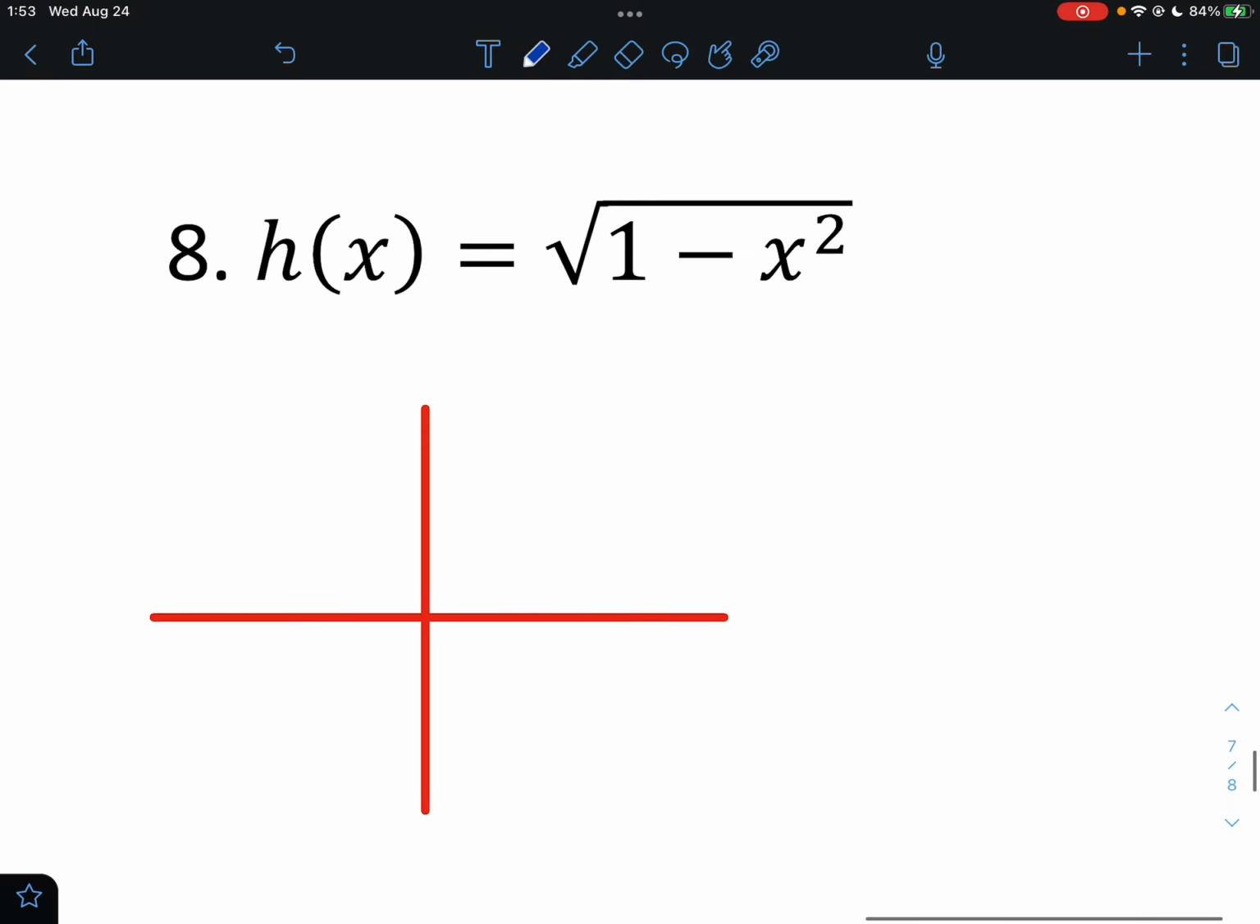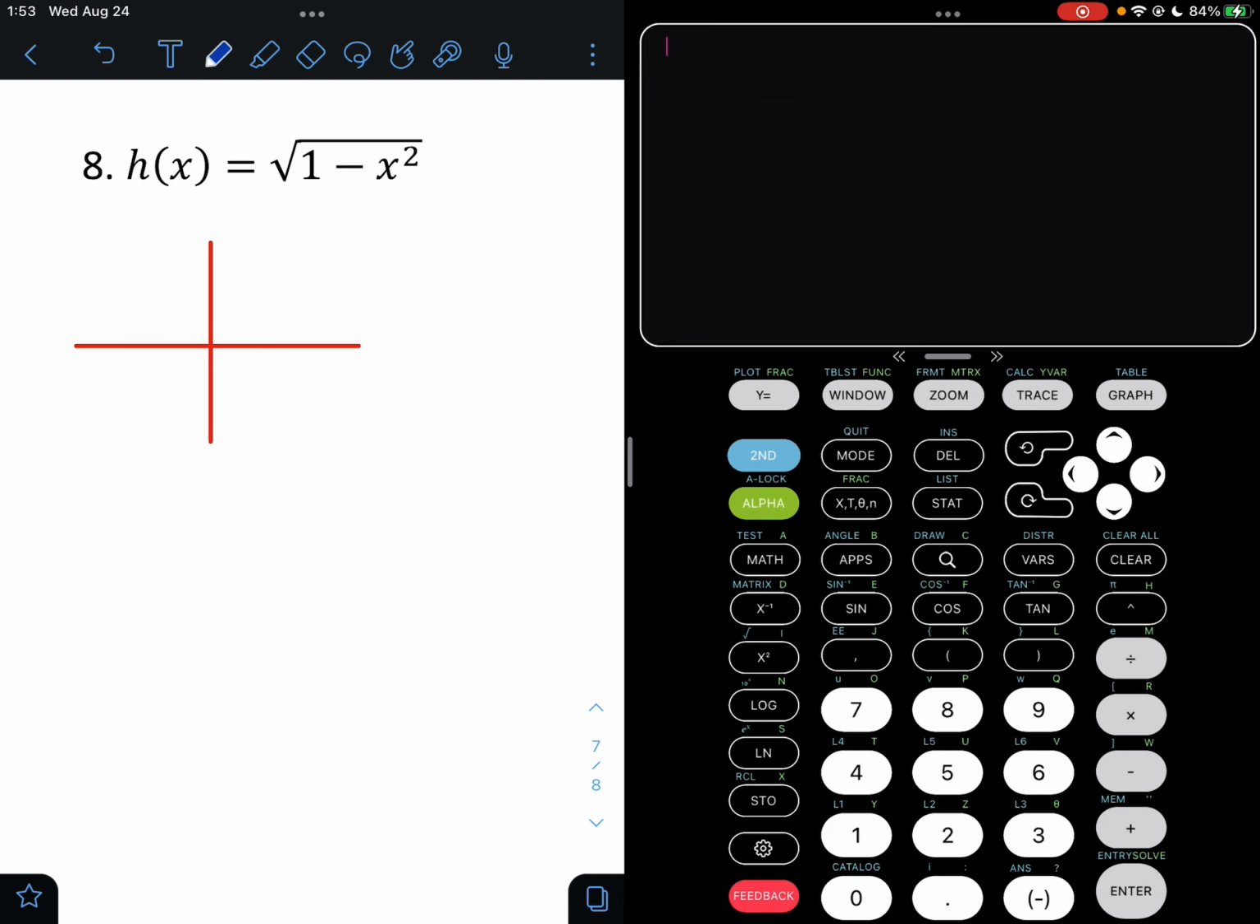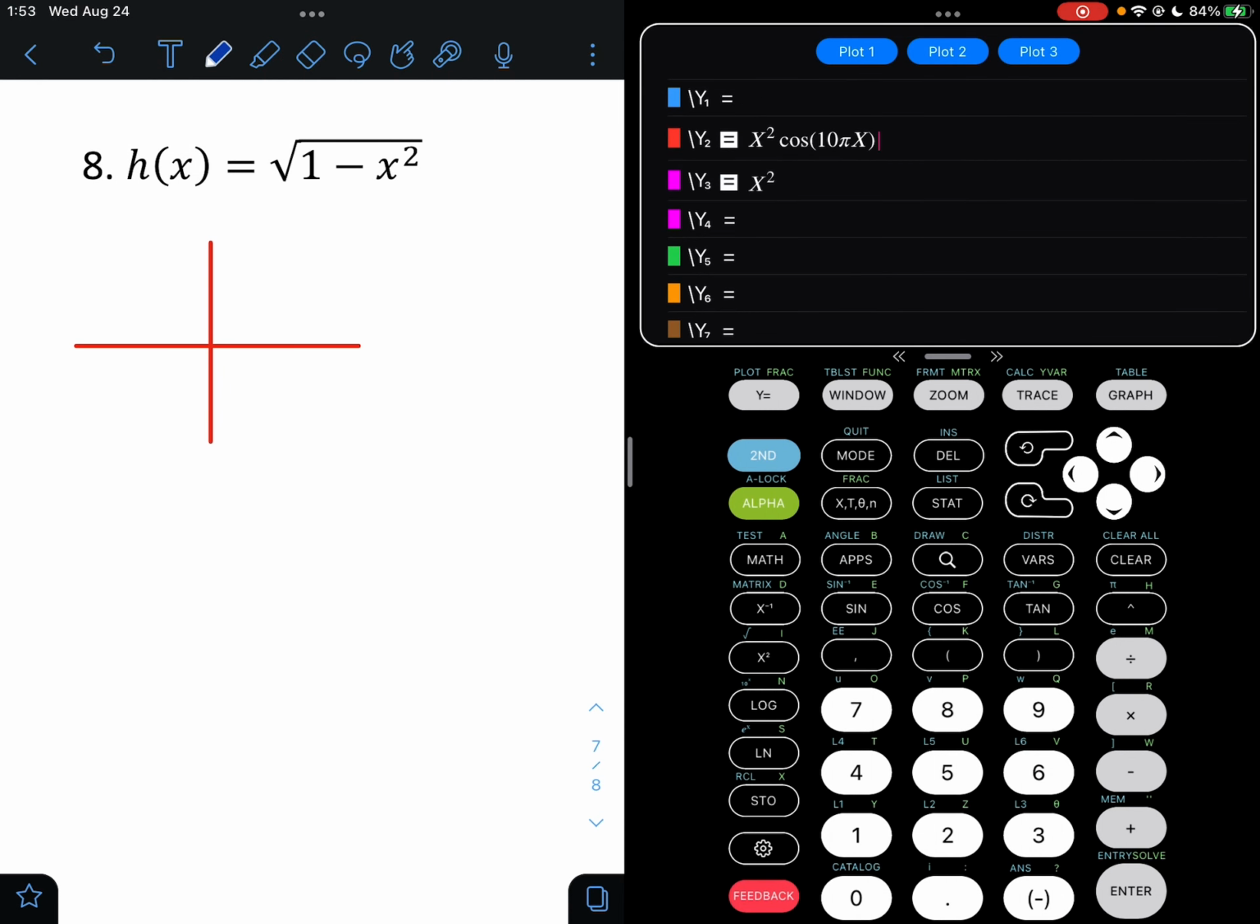And the last one, root 1 minus x squared. You shouldn't know what this one looks like off the top of your head. So you can do a couple things. You can either put x's in to get y's back, or we can graph this in our calculators. So if you go to y equals, make sure everything is cleared out, as always. And we're going to graph square root of 1 minus x squared.